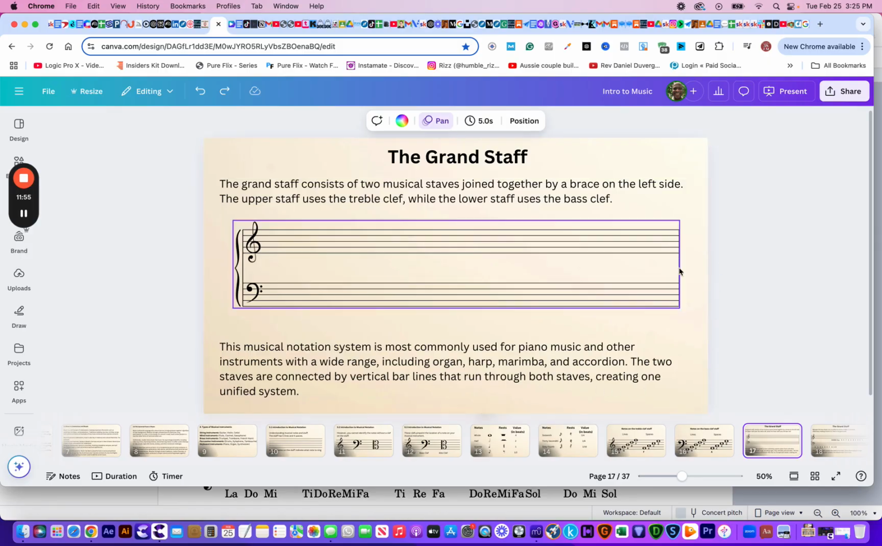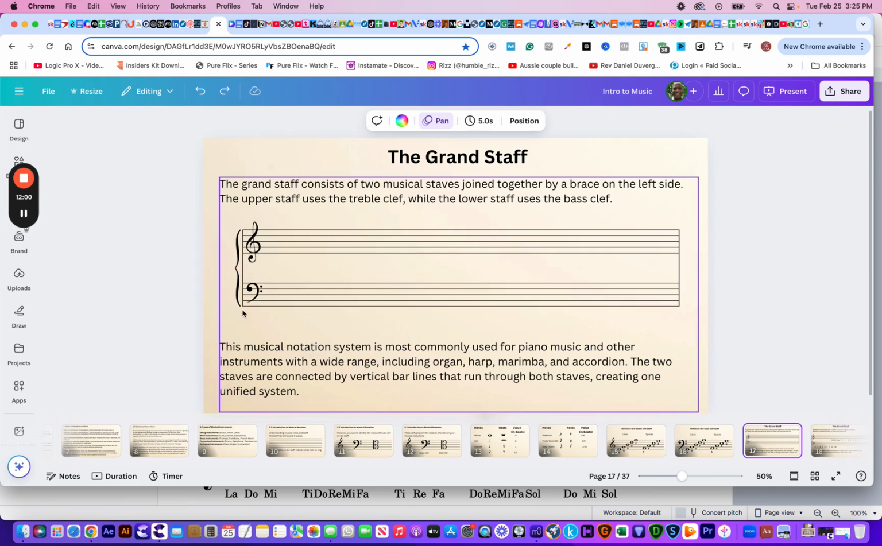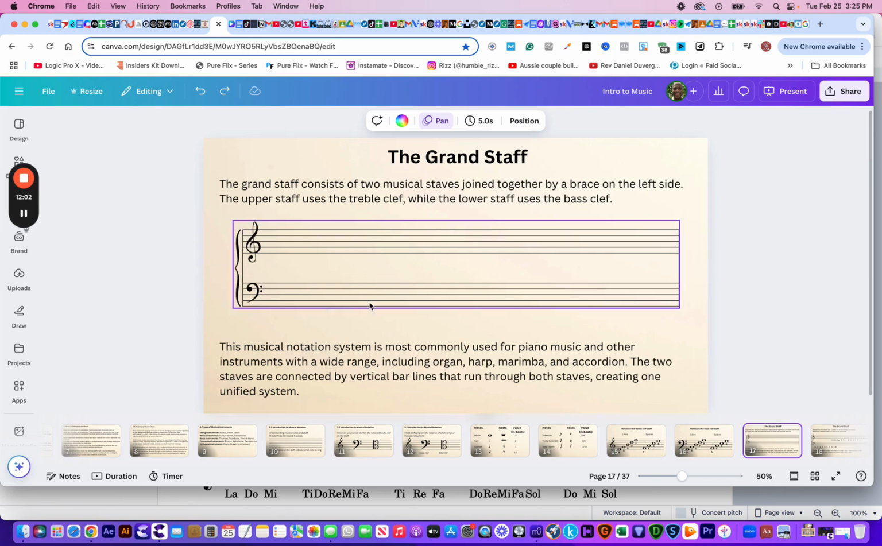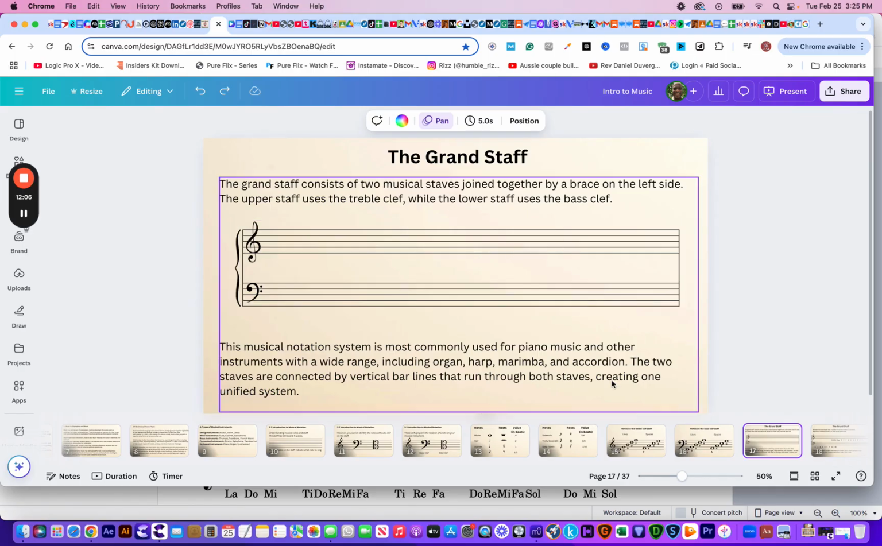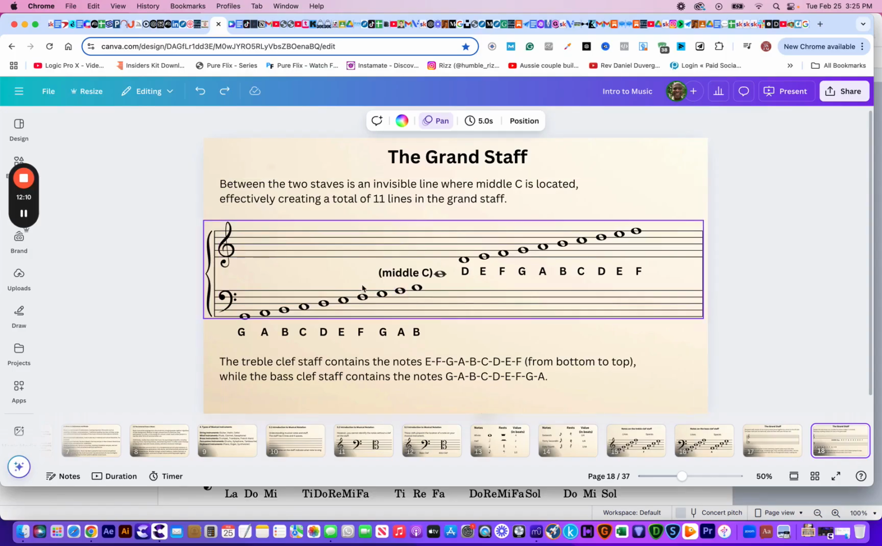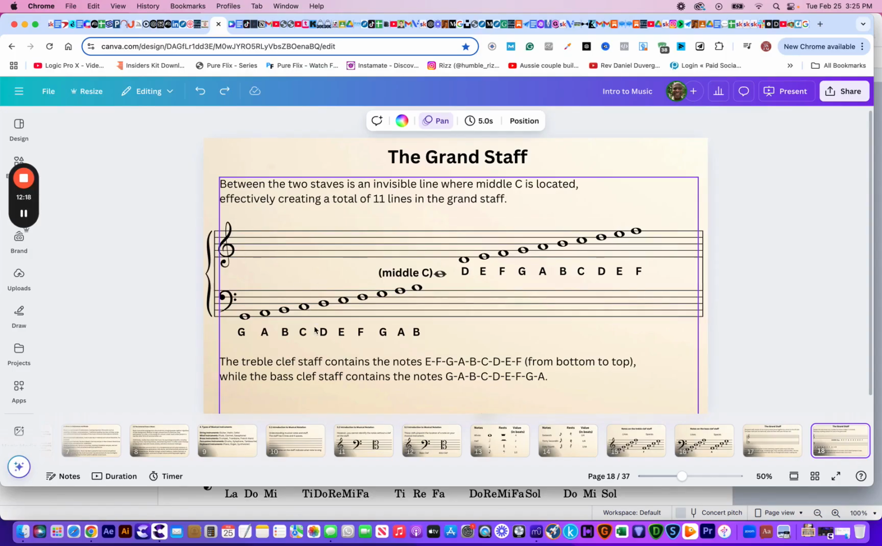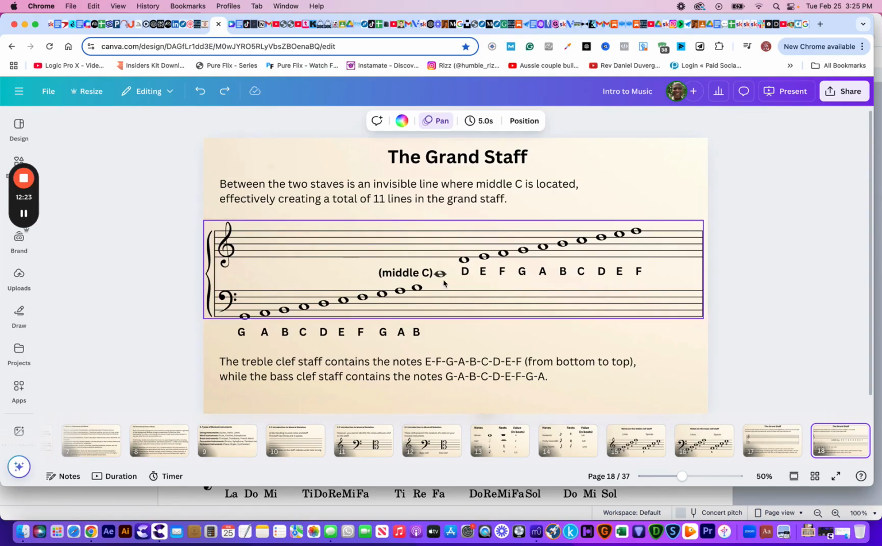Right? The 2 staves are connected by vertical bar lines that run through both staves, creating one unified system. So these vertical lines are called bar lines, B-A-R. Right here, you have bar lines, okay? And then, so let's move on. So now, the notes that are on the Grand staff, right? There is an invisible line where middle C is located. Of course, right here, that's middle C.